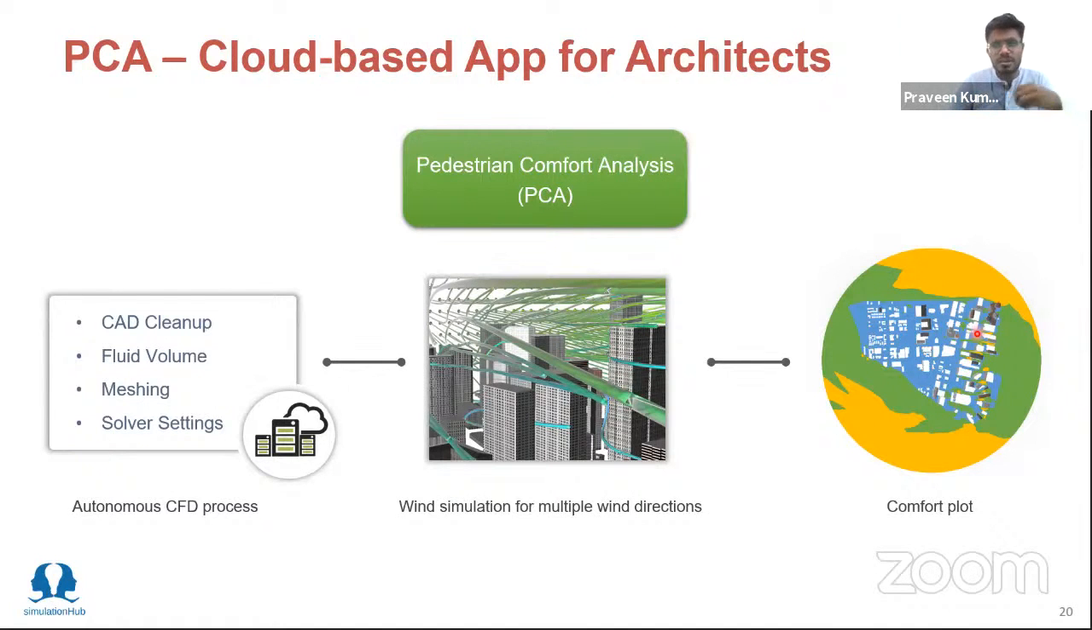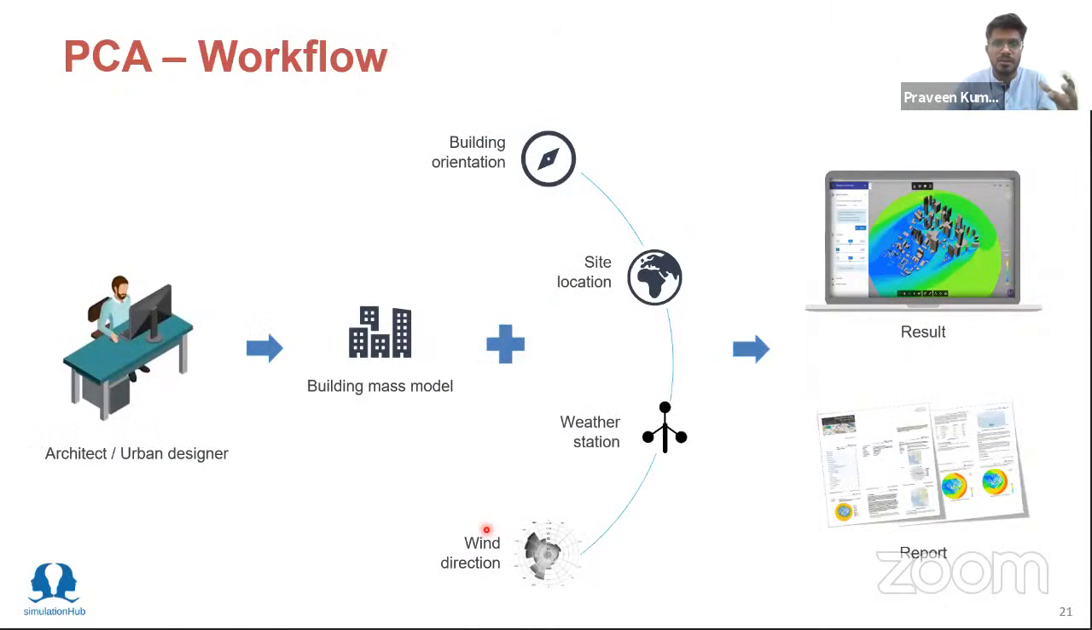So what we have done is incorporate that algorithm, and it collects wind simulations from multiple wind directions. All the prevailing wind directions you can add, and you can combine them with the historical weather data and the comfort criteria. We'll discuss all these things in further slides. So we provide what we call a comfort plot. Okay, so the workflow of the app is very simple.